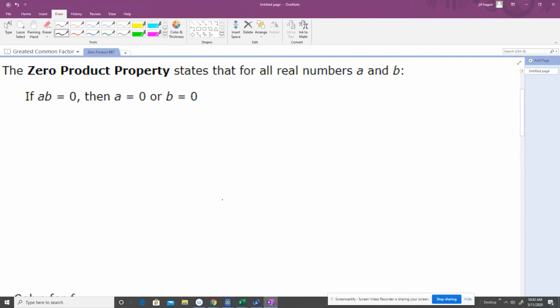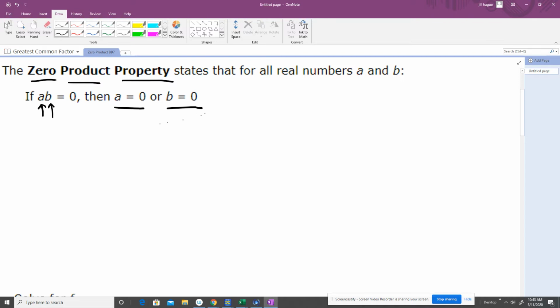Okay, so welcome to solving quadratics. The first thing we need to go over is something called the zero product property. It's a pretty simple concept. It basically says if two things multiply together, in this case we'll call them A and B, equal zero, then either A has to be equal to zero or B has to be equal to zero, or they both could be zero. But one of them has to be zero in order for the answer to be zero.